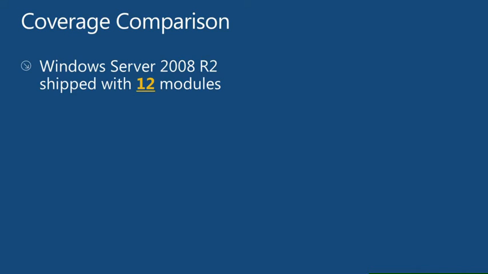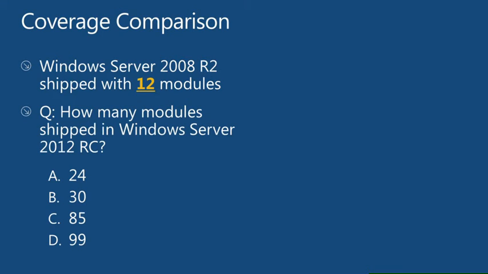In this release, if we do a comparison, I have a little quiz for you. If we say that in the last server release, we shipped with 12 modules in PowerShell, how many modules do you think we have shipped in the Windows Server 2012 release preview? What did you say? A, B, C, D? I hear one C, one B. Okay, so C is the winner. So if you thought it was C at the end, we have some stickers for you, PowerShell stickers, of course.